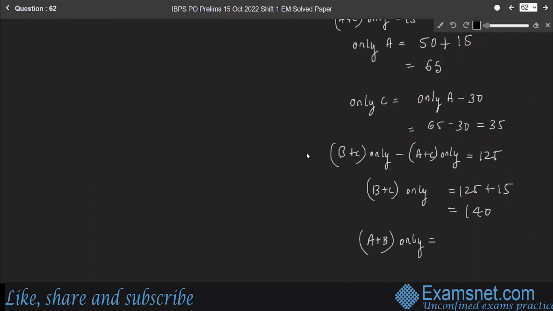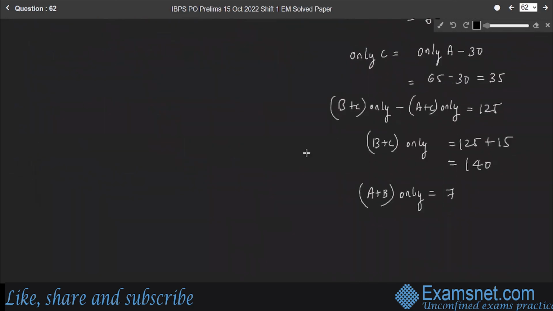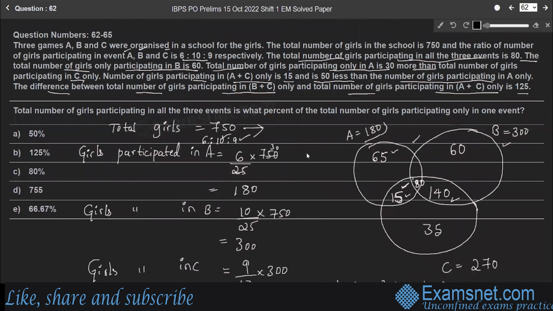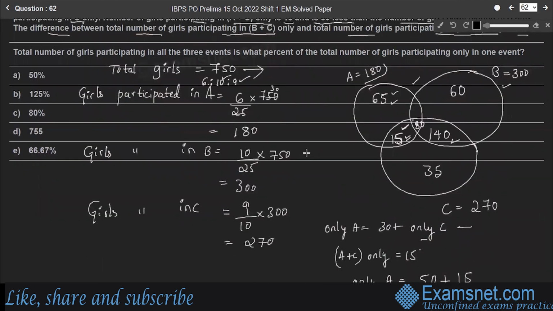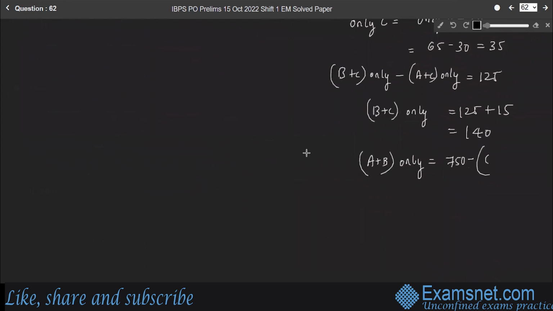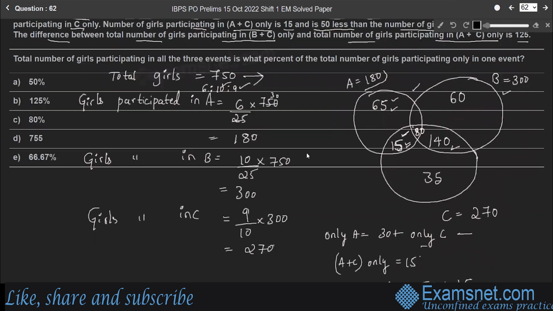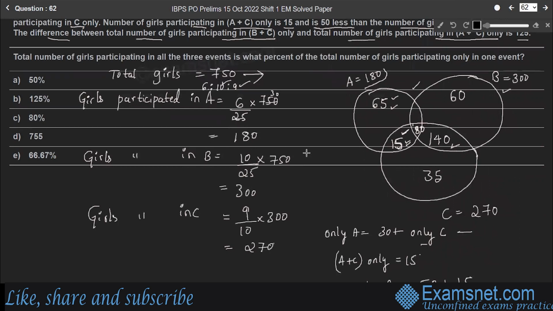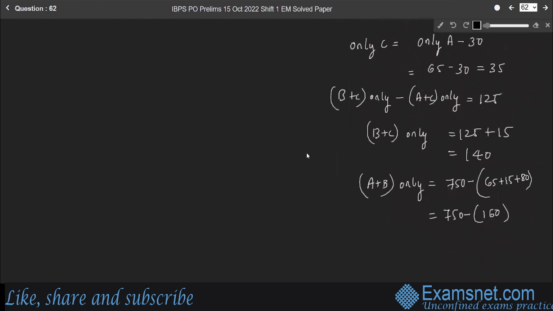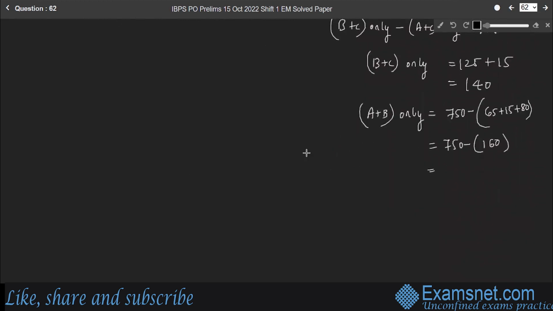only is equal to, there are 750 girls, total girls 750 minus, so consider only A set, 65 plus 15 plus 80, which is 750 minus 160. Am I right? 65, 15, 80 and the remaining portion, right? Now, so 750 minus 160, which is 590. Is this 590?